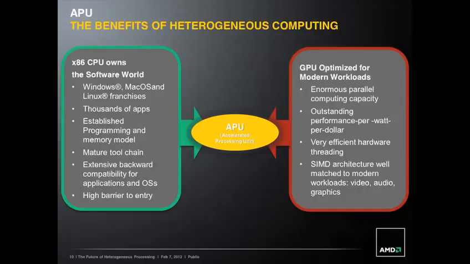So you get both the CPU, which is optimized for low latency, and the GPU, which is optimized for throughput, and you can play with them and do each task in the device that suits it best.